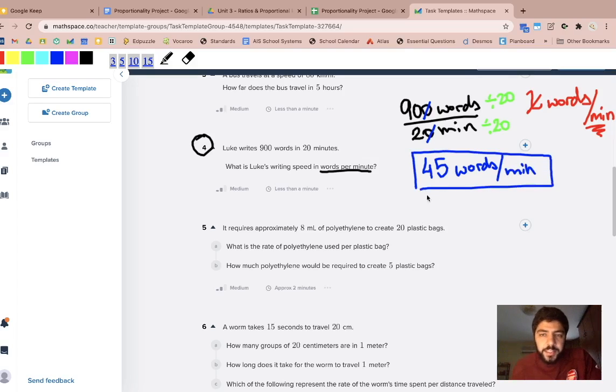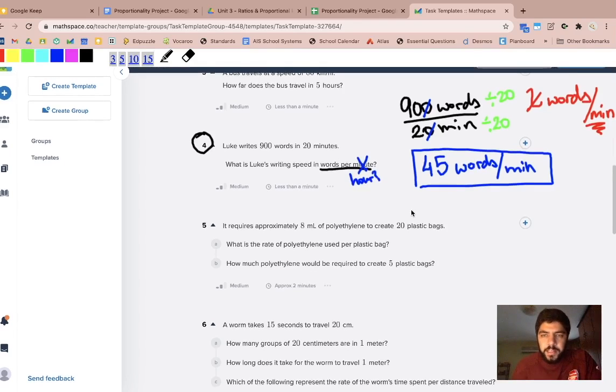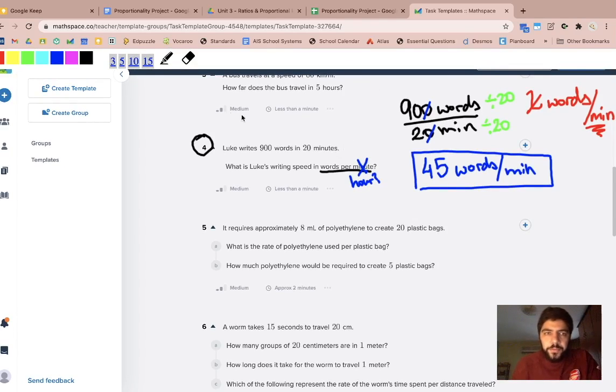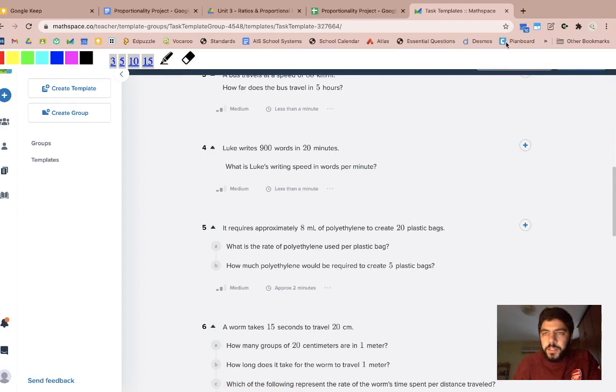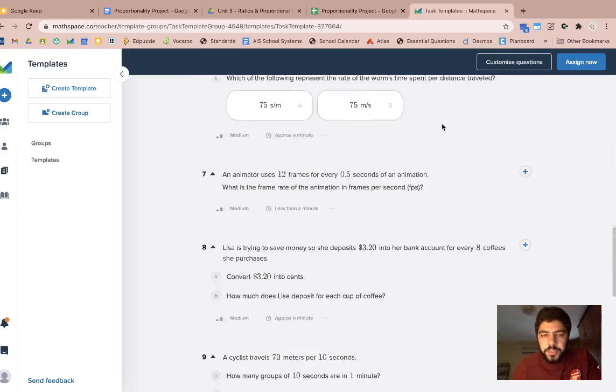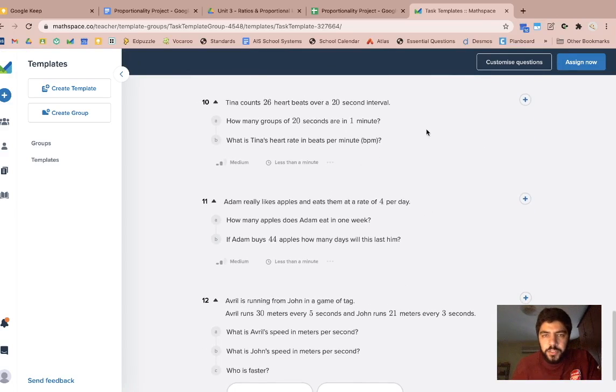Now the question I'm trying to ask is, what if the question wasn't per minute? What if it was asking how many words per hour? Right? What would you do then? Let's solve some questions that deal with that. So let me clear this out, and let's go to number 10. Number 10 here says something similar.